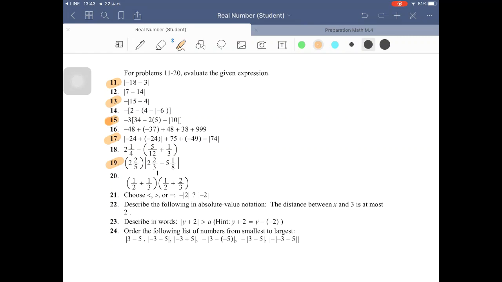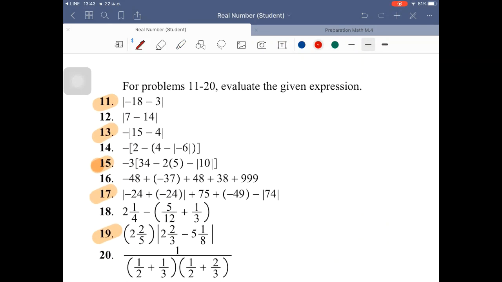Okay, thumbs up. Let's see the answer. Okay, start with question 11. Firstly, you simplify the answer in the absolute value. First, you get negative 21 in absolute, so the final answer will be 21. Here will be negative absolute 11, so this will be negative 11.